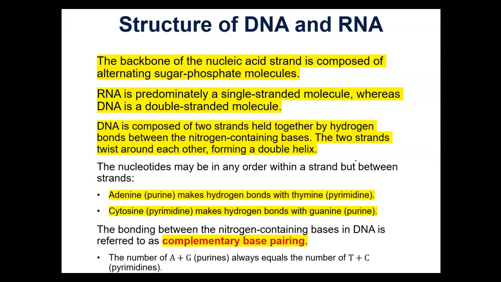So how are they linked together? The backbone of the nucleic acid strand is alternating sugar-phosphate molecules. So DNA is a twisted ladder or a double helix shape. That means the 2 sides of the ladder are going to be composed of sugars and phosphates. RNA is a single-stranded molecule. DNA is double-stranded. So the DNA is composed of 2 strands held together by hydrogen bonding between the bases.